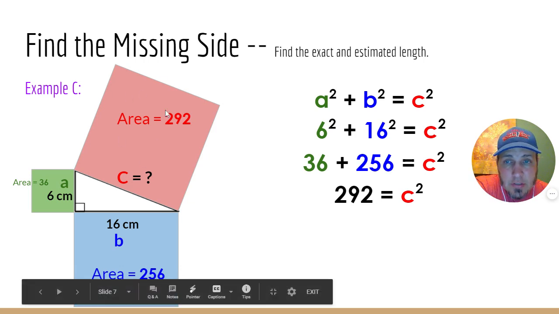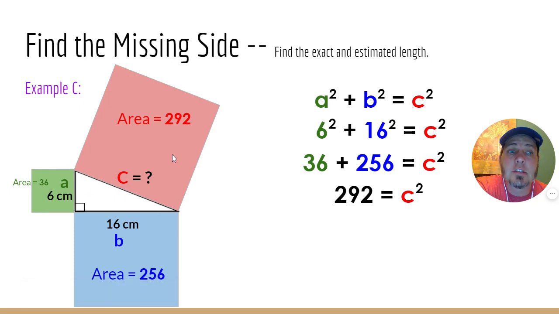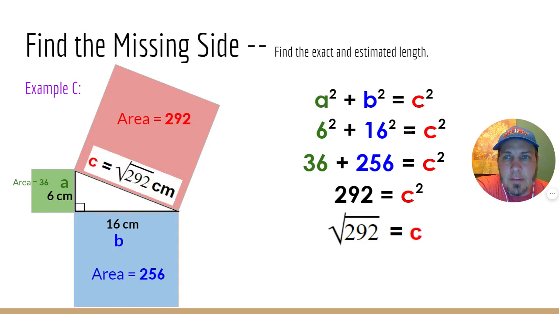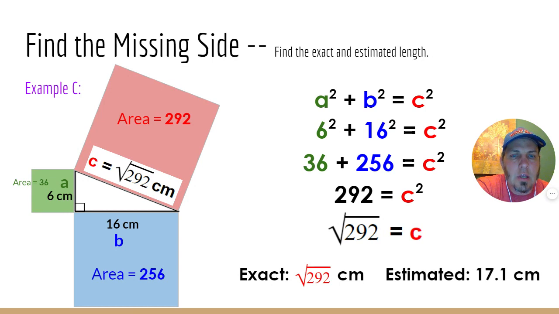That's how big this red square is. That is not how long this side is. If I want to know how long the side is, I take the square root of the area. So I'm going to take the square root of 292, and that will give me, well, what number times itself is 292? I'm not sure. So that means it's an irrational number, and I'm okay with that. I'll just write that square root 292, put it in my calculator. Square root 292 is about 17.1 centimeters.